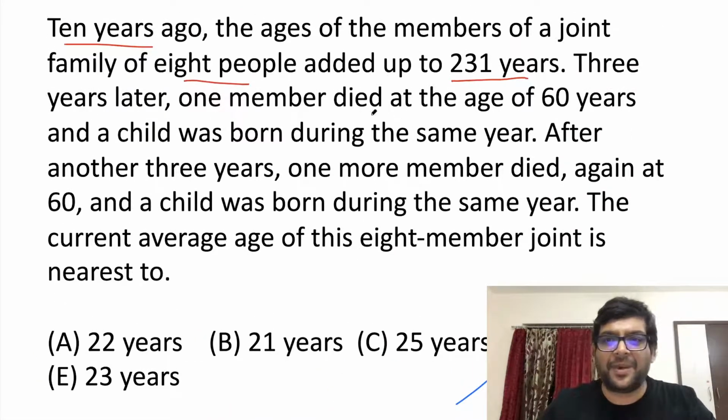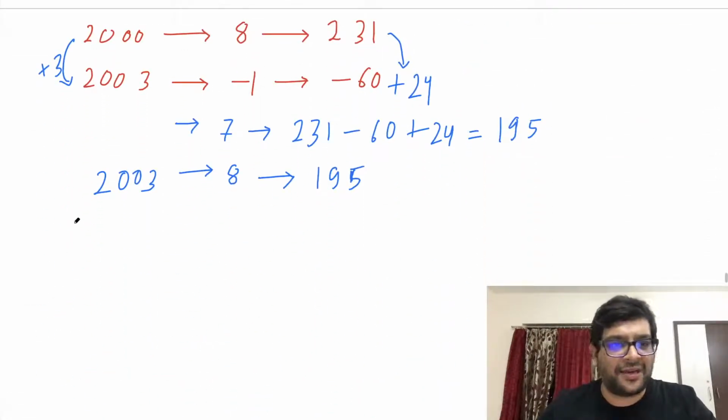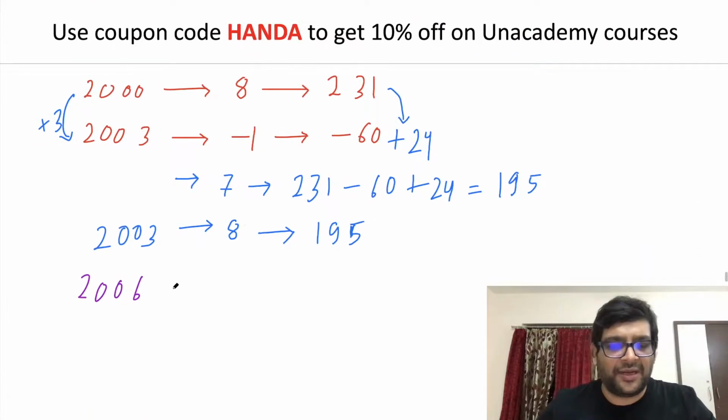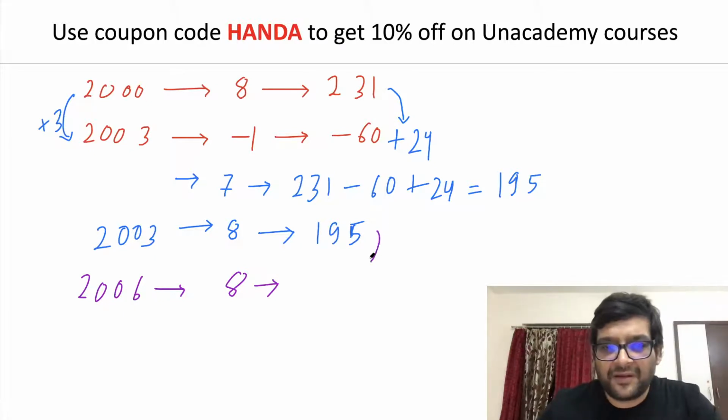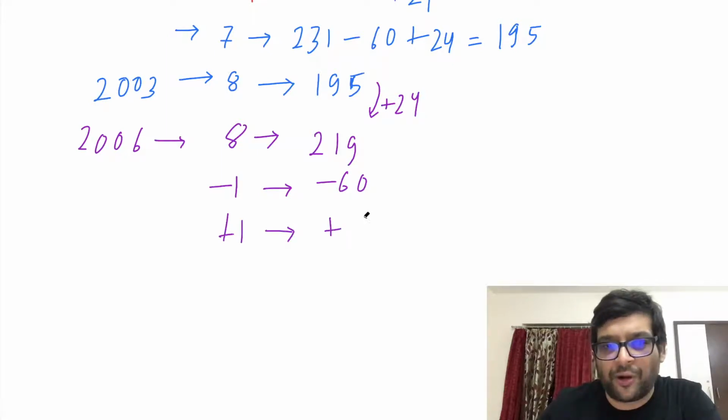3 years later, one member died at the age of 60, same year. Then, this is till 2003. After another 3 years, so now I'm talking 2006. One more member died, 60. So in 2006, first of all, if nothing happened, then these 8 people would have once again grown by 24, or my total age would have been 219. But that is not the case. One person died, so you reduce 60. One person is added, so you add, the new kid born is 0.